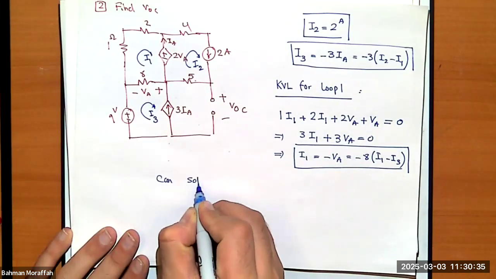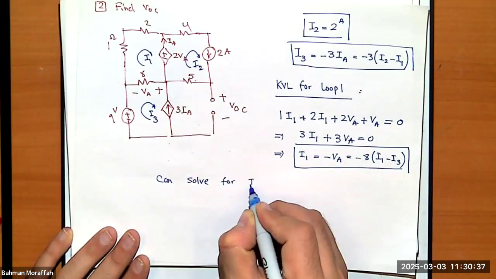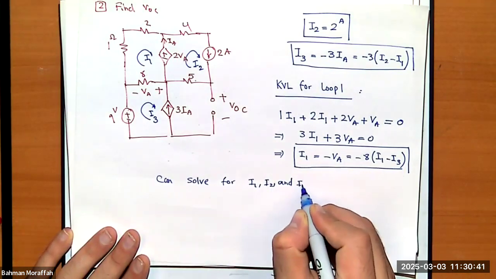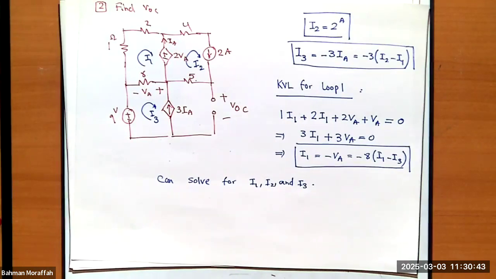We can solve for I1, I2, and I3. And as soon as I have I1, I2, and I3, I know everything in this circuit. I can answer any question in this circuit. Right?